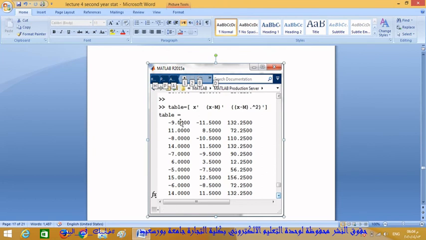Here, look, X transpose means X as one column, X minus mu transpose the deviations in the shape of a column, X minus mu squared transpose as a column also. This is the table.